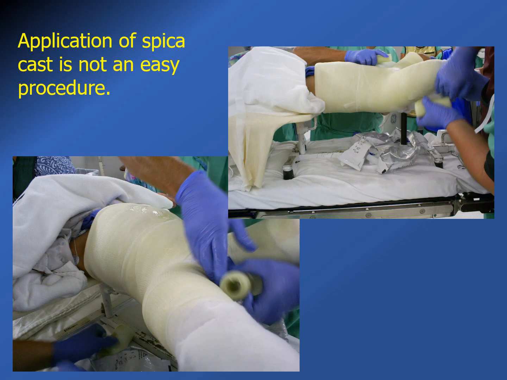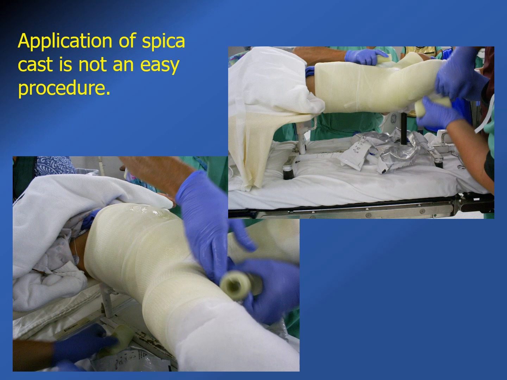Application of the spica cast requires lots of help. It's not an easy procedure, and it requires lots of expertise. So here the child is under anesthesia on a specific table called a spica table, and it requires about 2 to 3 people to apply a good spica cast. You have to make sure that all the bony prominences are well padded, and we also put these towels here and remove them at the end to make sure that there is a space for the stomach to expand.